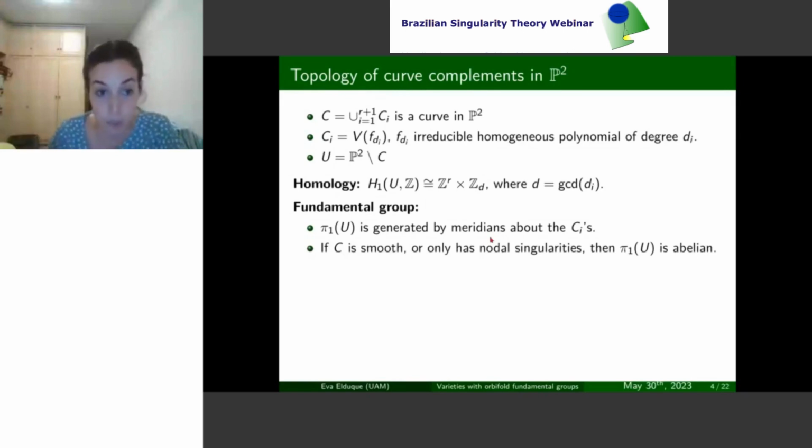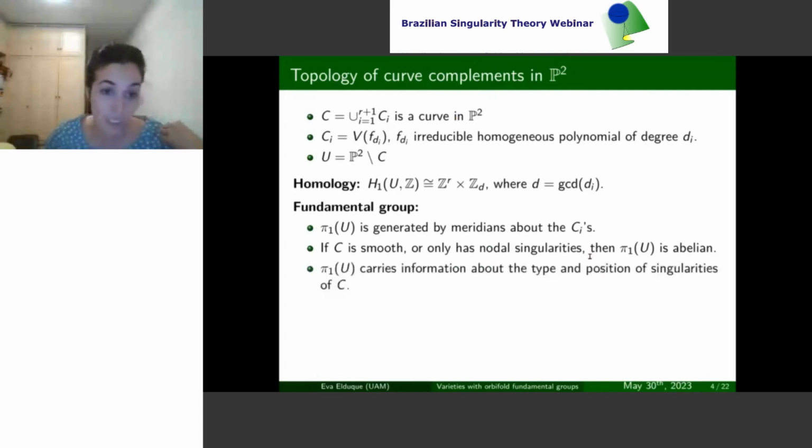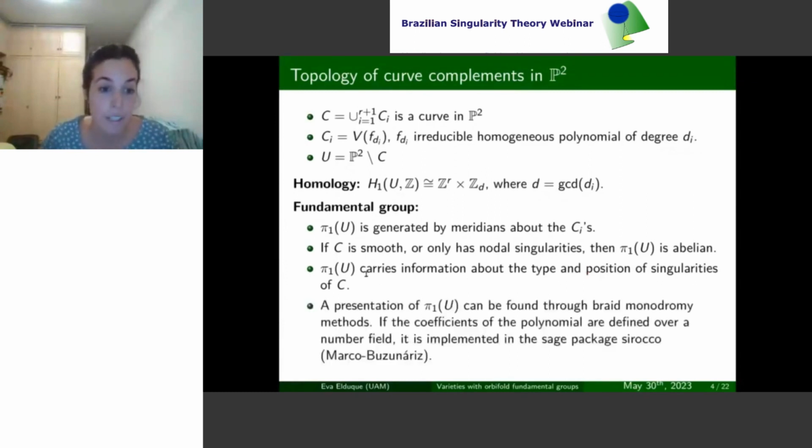And if the curve has more than one irreducible component, so it's not smooth, but they intersect transversally, so it only has nodal singularities, then the fundamental group is abelian. But in general, if the singularities are more complicated, it won't be abelian, and it carries information about not only the type of singularities, but also the position of the singularities in the curve. So this is a harder invariant to compute than H1.